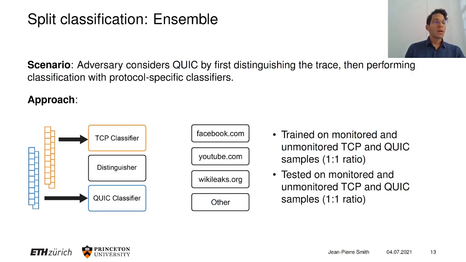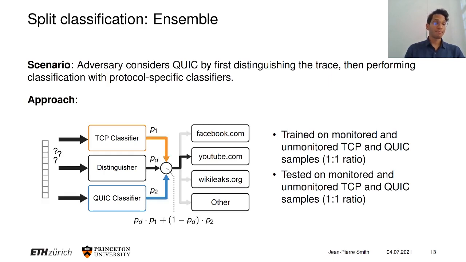In this ensemble, the TCP classifier is trained only on TCP samples, and the QUIC classifier is trained only on QUIC samples. The distinguisher, by contrast, is trained on both QUIC and TCP samples. When it comes to actually distinguishing between the two protocols and classifying a sample, the distinguisher outputs its prediction that the sample is a TCP sample. The TCP classifier outputs its prediction that this sample belongs to a particular web page. And the QUIC classifier also outputs its confidence that this sample belongs to a particular web page. The final prediction is the weighted sum of these two predictions with the belief of the distinguisher.